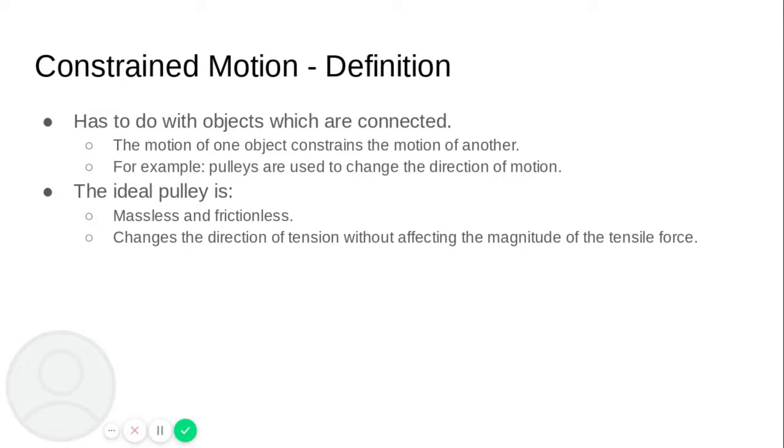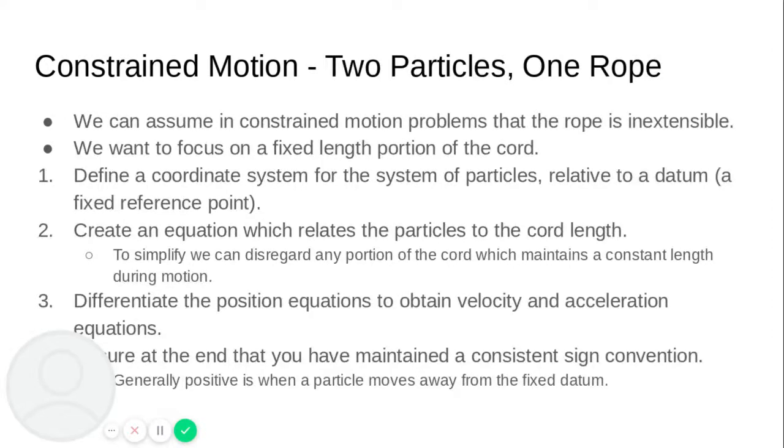This means that the pulley is massless and frictionless, and it changes the direction of tension without affecting the magnitude of that tension. So first we'll look at a system with two particles connected by one rope. We can assume in constrained motion that the rope is inextensible, and we want to focus on a fixed length portion of the cord.